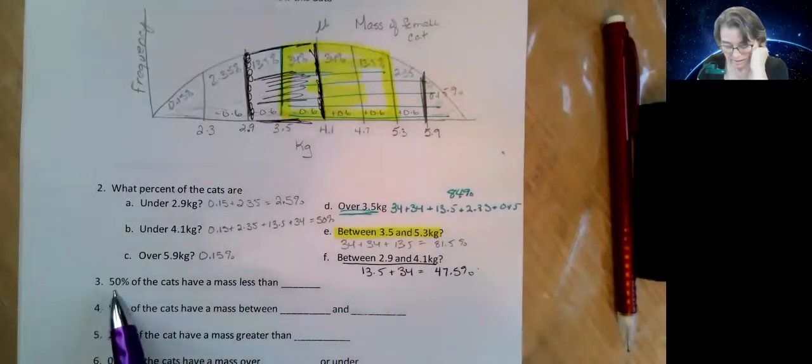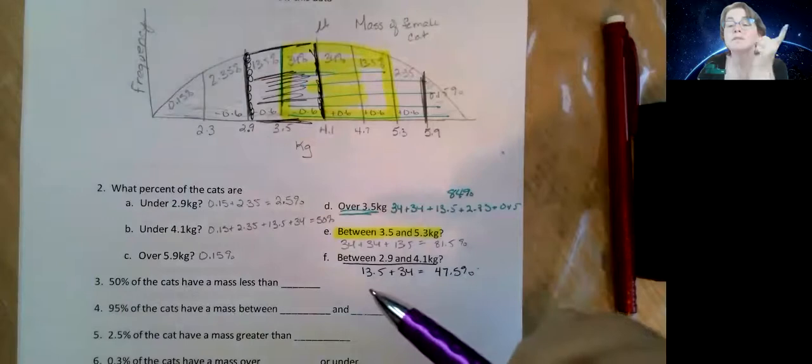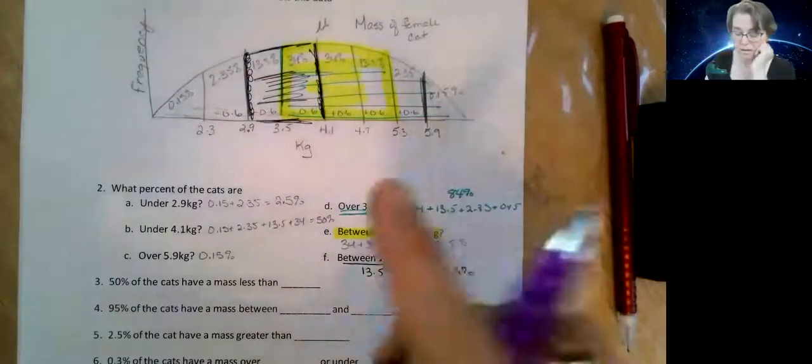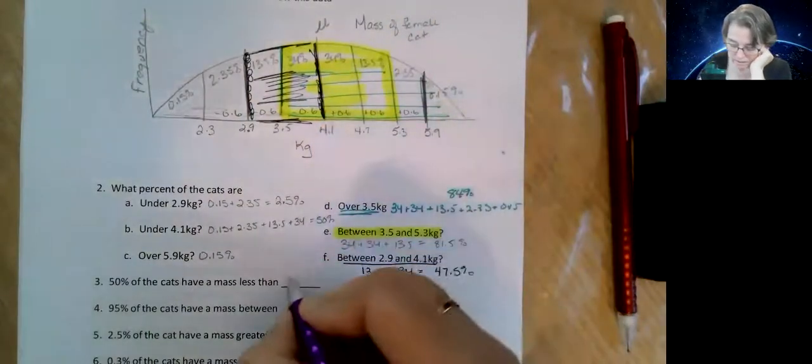And let's see. 50% of the cats have a mass less than. Okay, what was the deal with the 50%? As soon as you say 50%, you're talking about the mean. So where's my mean? That's at 4.1 kilograms.